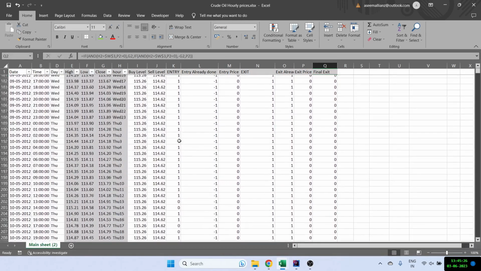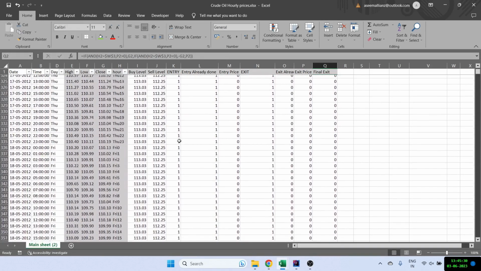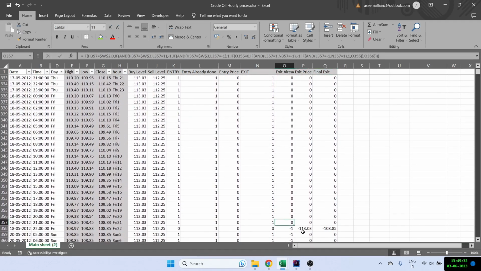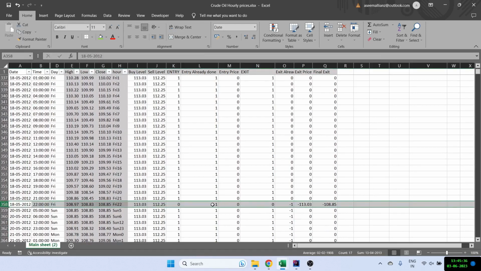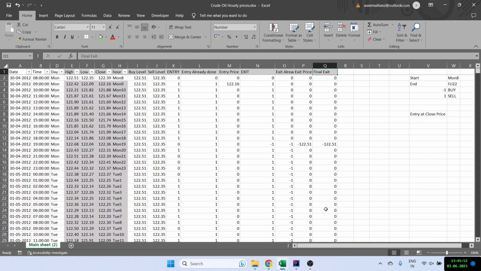I'll tell you why this is required. So I'll give you a simple example. The day we are making the profit, if you see here, this is the day we are making the profit. On this day, the exit should have come at the closing price, which is at 522, 108.85, but it was giving the exit at minus 113.03, which was a buying level, which is wrong, because when we are exiting the trade on the closing, it has to be on the closing basis. So that is why this slight change is required.